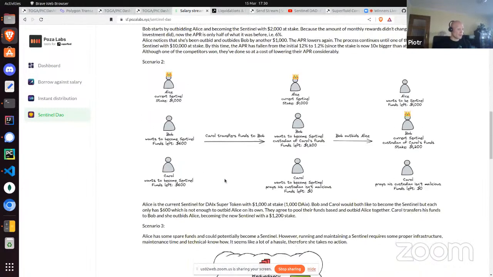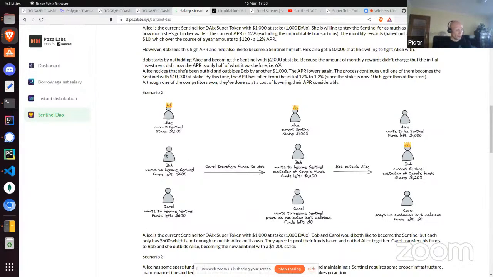Another one is if you, for example, have 2 people like Bob and Carol that both have $600, and a Sentinel, for example Alice, that has $1,000. The 2 of them can have an agreement and pool their funds and become the Sentinel, where one acts on behalf of the other one. So, for example, let's say that Carol transfers her funds to Bob. Now Bob can become the Sentinel, but he also is the custodian of Carol's funds. Carol has to count on Bob being a good guy, and also Alice cannot now profit from her funds.